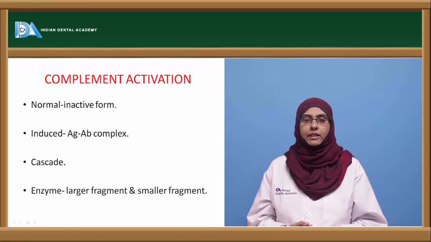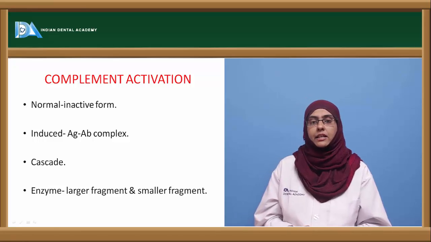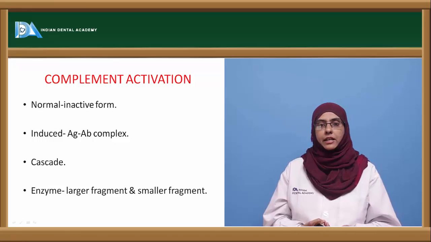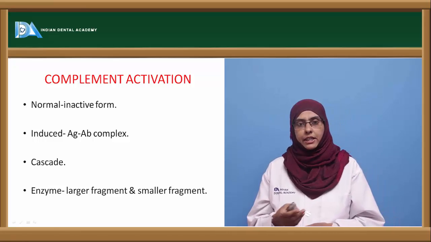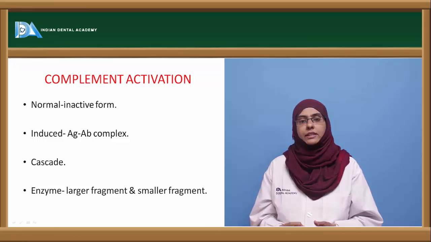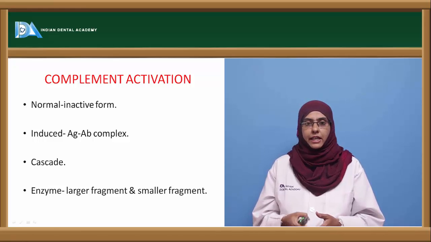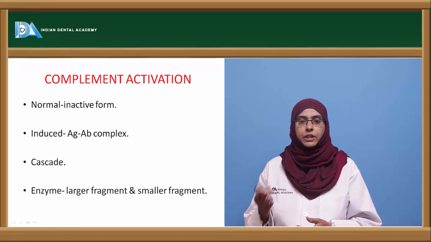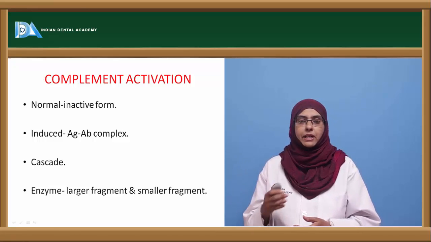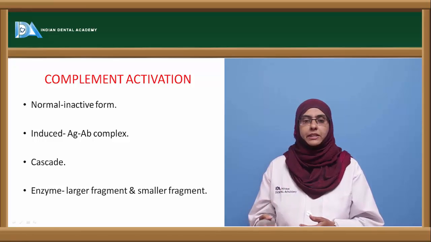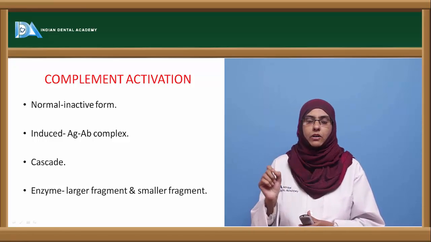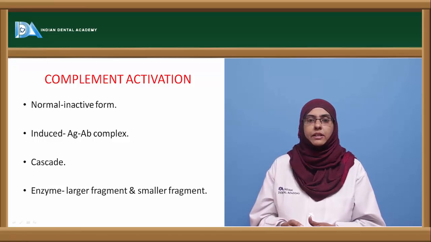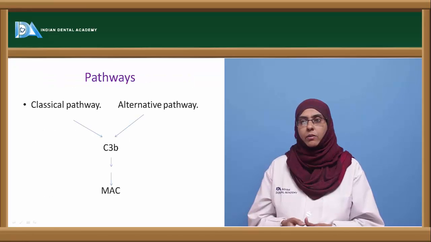So, complement activation: how are they activated? Usually these complement proteins are present in inactive form, and they are induced only when there is an antigenic challenge and an antigen antibody complex is formed. The nature of it getting reacted is called a cascade reaction, and these complement proteins act as enzymes to cleave other proteins into a larger fragment and a smaller fragment. Once these proteins become enzymes, they are usually represented with a bar on top. That is, C bar means that it has become an enzyme to cleave another important component of the complement protein.